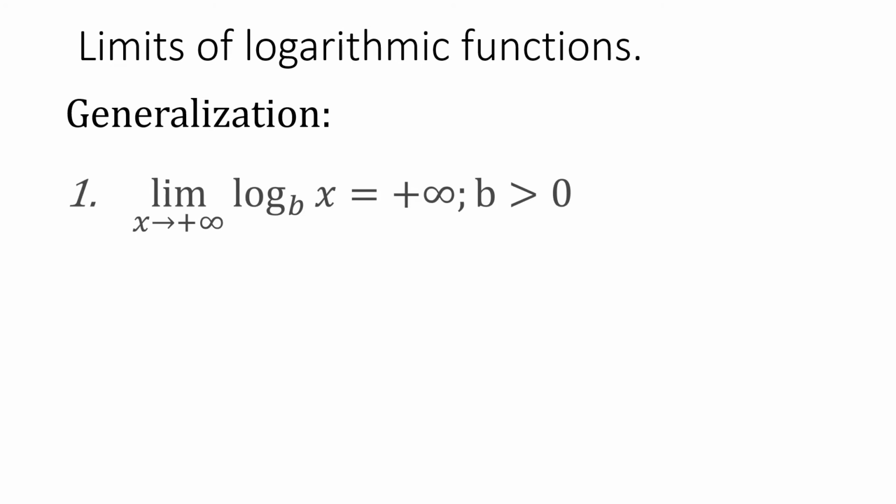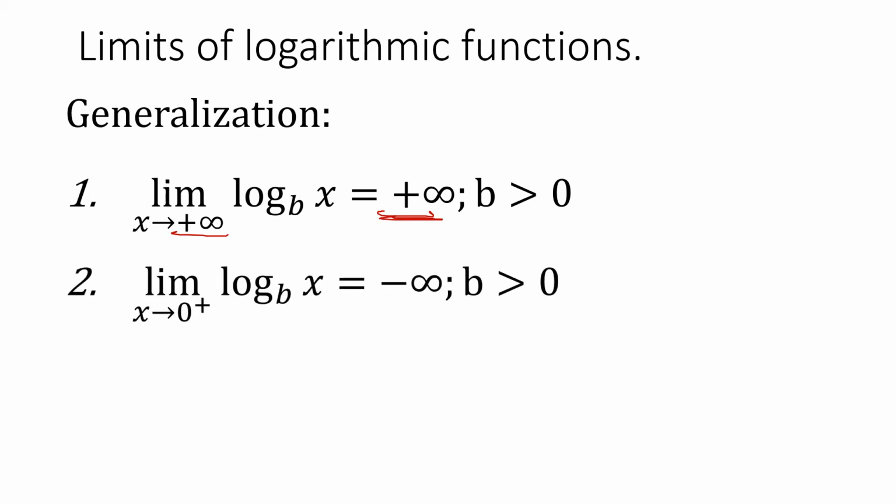Now let's have more complex function examples later on. Let's go to the generalizations first. So therefore, if we have a log of x to the base b, so long as b is positive, then as x approaches infinity, the whole function goes to positive infinity as well. If we have a log of x to the base b, as long as the base is positive, as x approaches 0 from the right, then it is negative infinity, right?